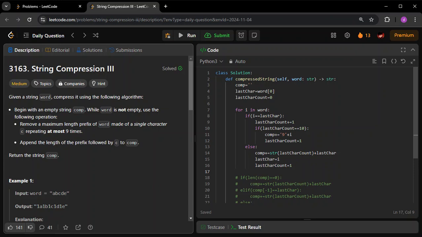So I'm declaring the comp as it is. I'm declaring a last char, initially it will be word of 0. Similarly the last char count, initially it will be 0. I'm going through each character of the array.